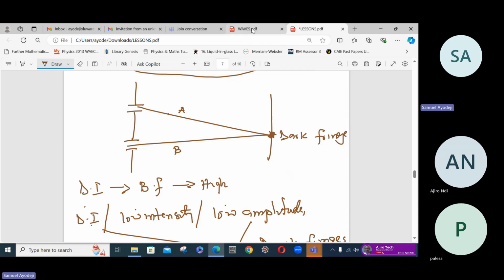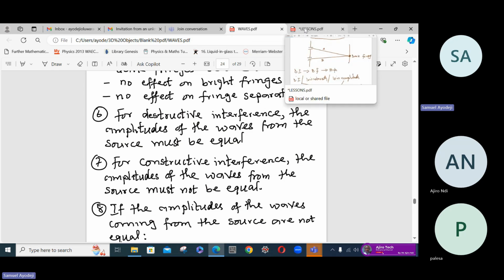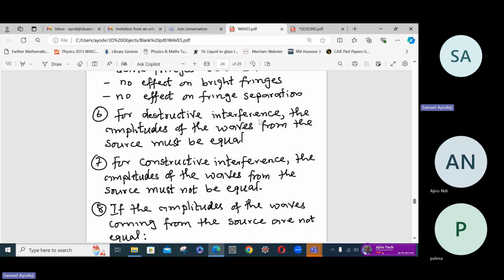Dark fringe. Look at the point here. It said for destroying that, the amplitude must be equal. So the amplitude of the two waves arriving there must be equal. Let me use wave 1 and wave 2. So the amplitude of wave 1 must equal the amplitude of wave 2. When the two of them are equal, we are going to form a dark fringe. Destructive interference occurs. So take note of that.